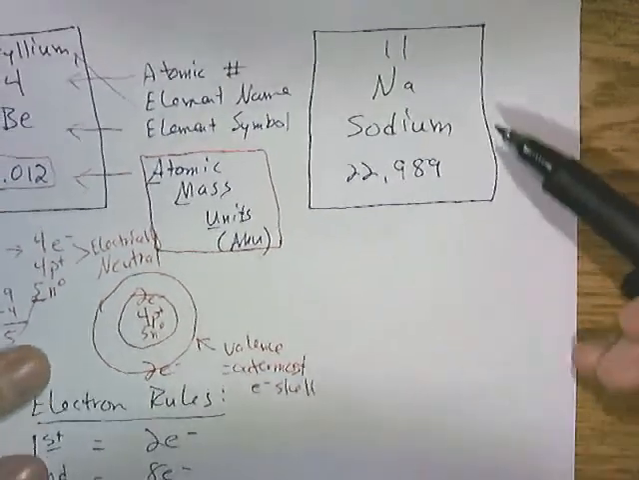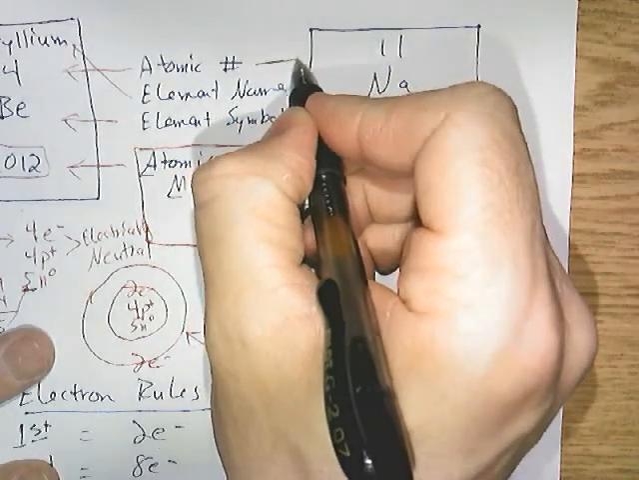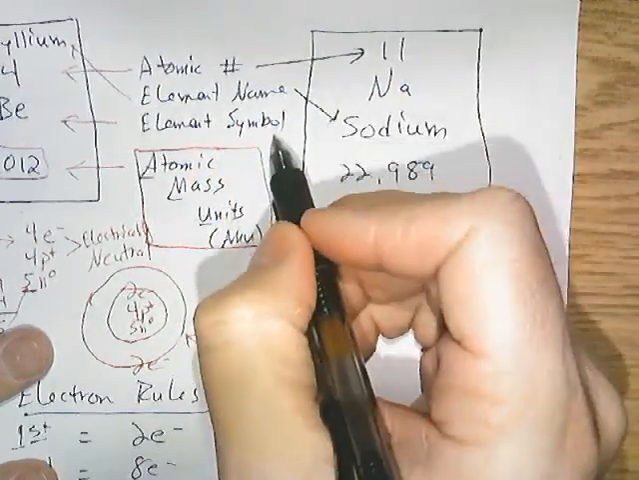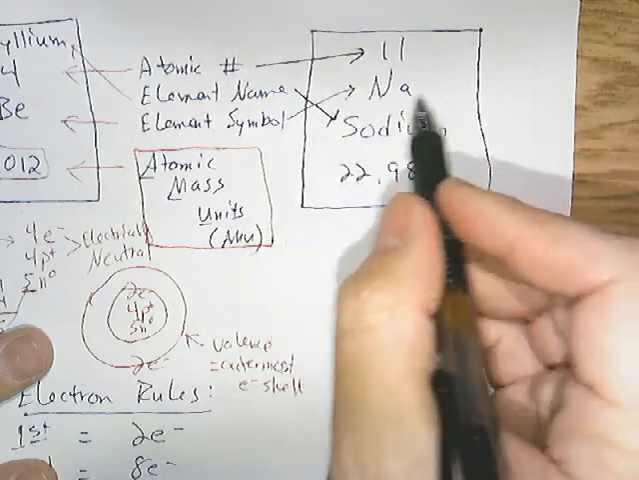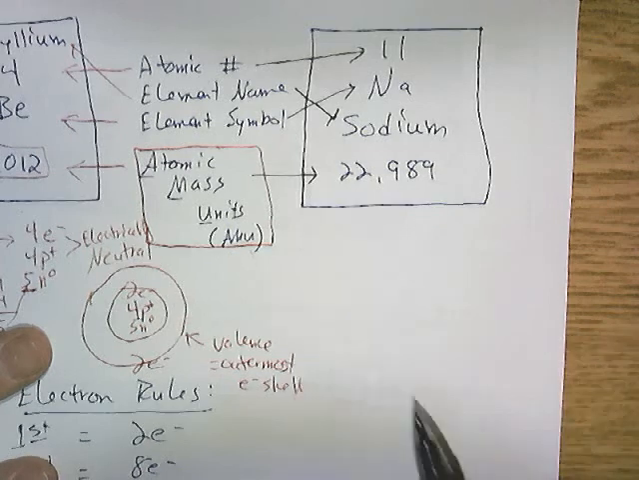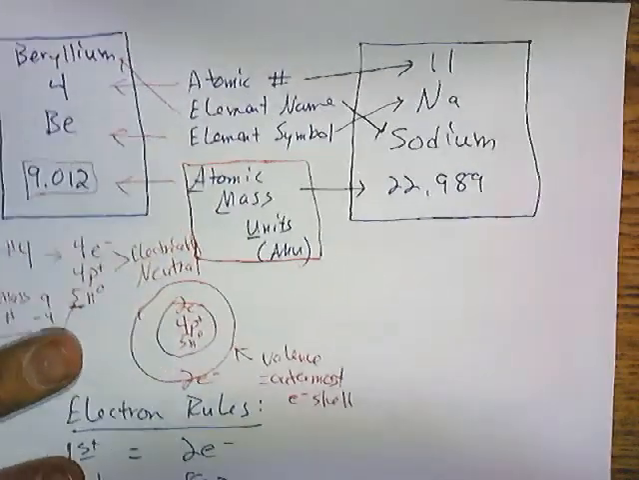So check this out. I've got sodium. Let's see, element number 11. So the atomic number is 11. My element name is sodium. The symbol is Na. And the atomic mass units are 22.989. So I'm going to use the same rules here. Sometimes it takes a little practice for you. So that's what we're doing. I'm trying to give you some ammo to work from.